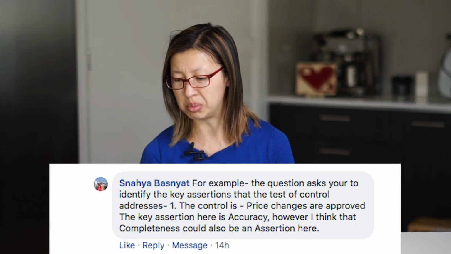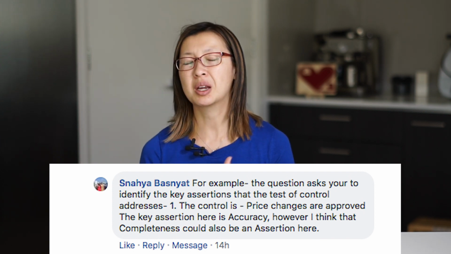So there's no easy way. And the example here is price changes are pre-approved. The answer there is accuracy, because we're talking about price. And Snaya said, well, I think completeness could be an assertion here, but completeness is, are there any transactions that are missing? So how does an incorrect price relate to missing transactions? That's not really going to be the right match. So if you can understand the purpose of the control, then it should be easier to link it through to the assertion. So I hope that answers your question there.